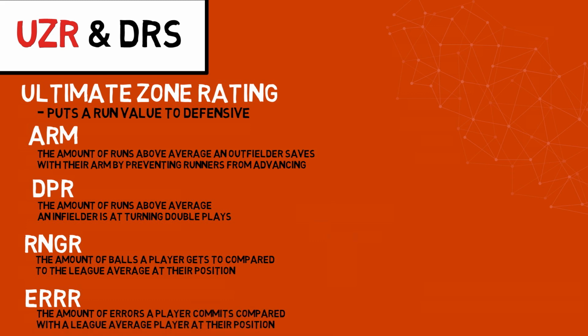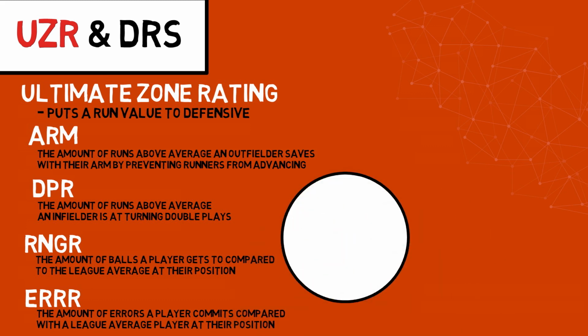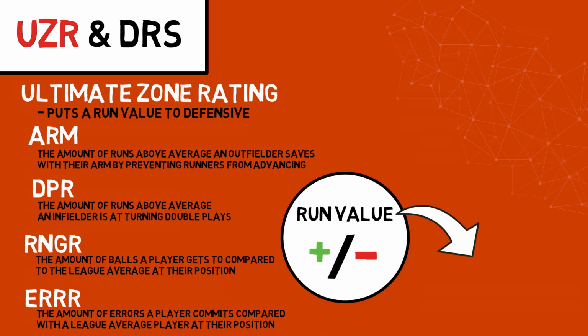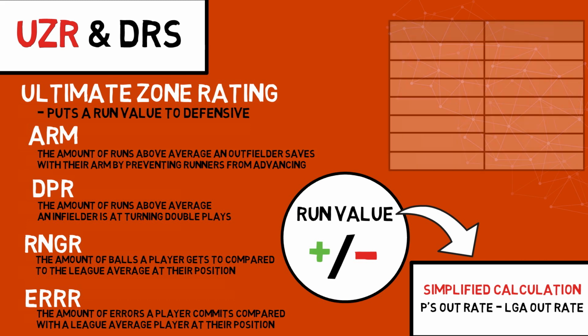All of these numbers are then tossed into a formula, which is weighted for park factors and the like, and it spits out one positive or negative number, positive meaning they perform above average, and negative meaning below average. To oversimplify what goes into this equation, you can picture it as a player's ability to create outs compared to the league's average rate in each of these categories. If a player's rate is higher than the league average, then this positively affects that player's UZR.